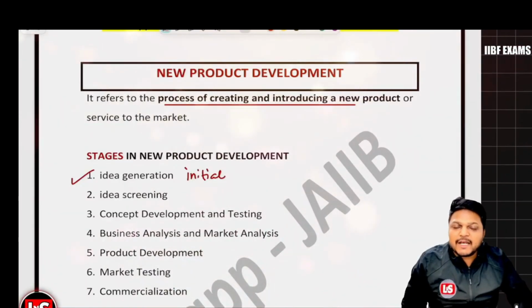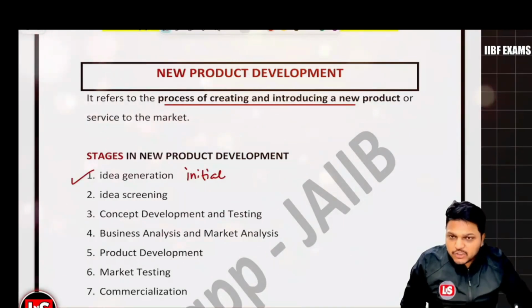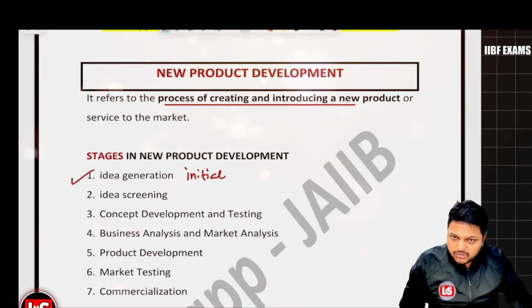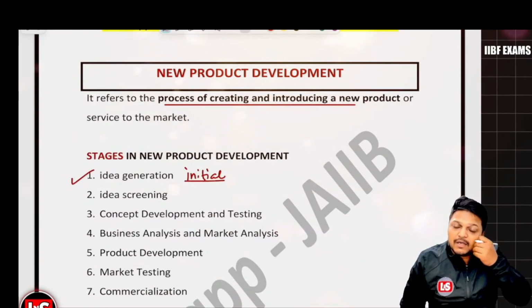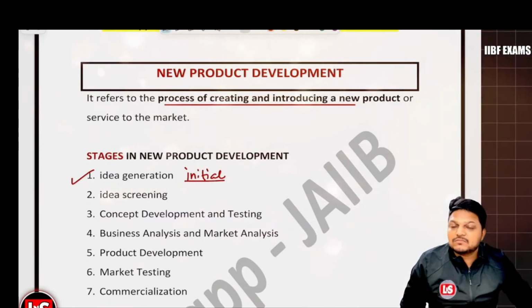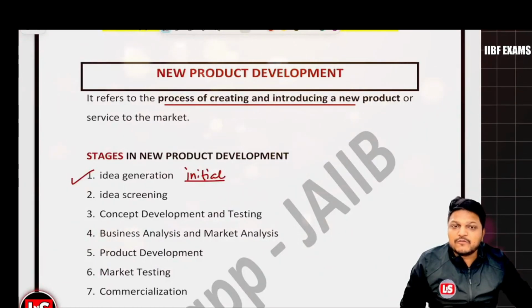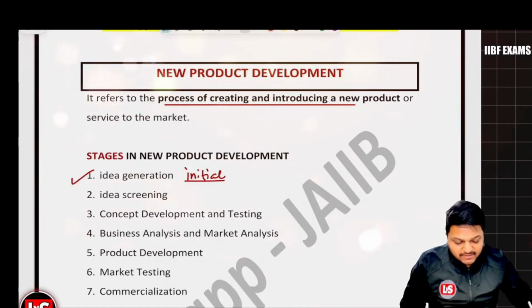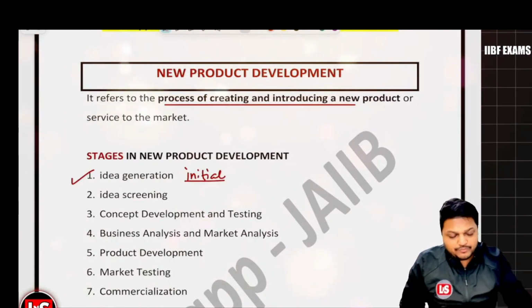Now you have to get or create potential ideas, and you'll be getting those ideas from market research, or customer feedback, or it could be suggestions from the employees. Or it could be related to improvement of an existing product, or if you want to create a totally new product. That's idea generation, from where the idea will be coming to you.